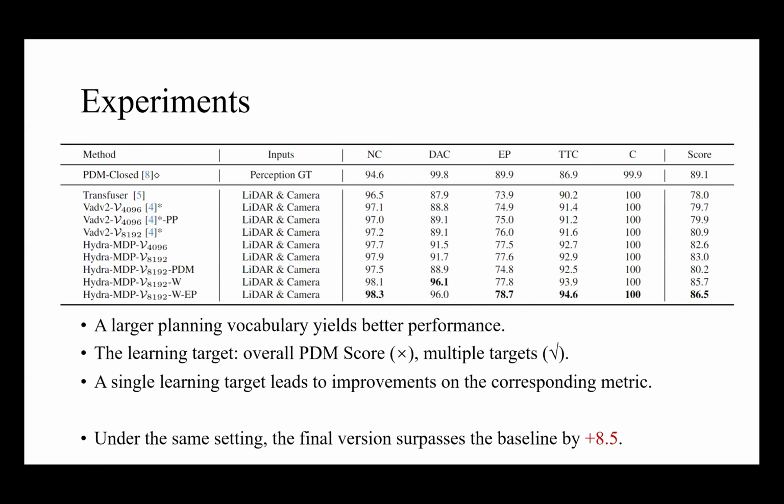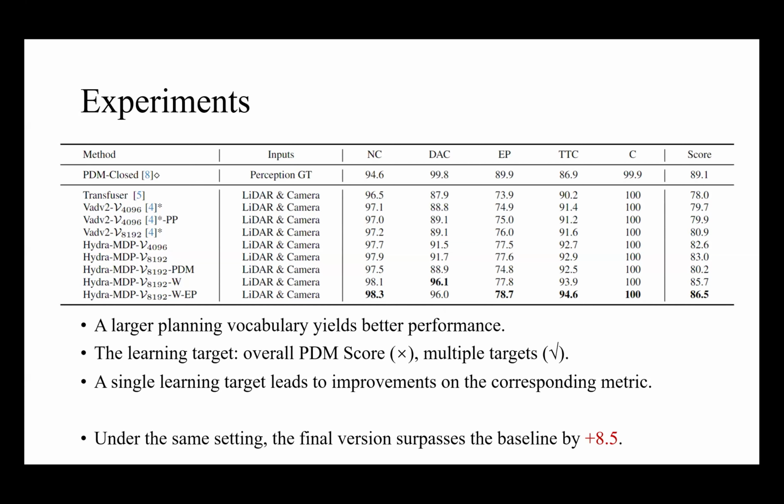And here are some experiments. We find three things that we think are very important. The first thing is that if we employ a larger planning vocabulary, the method can yield better performance. It's basically because if you have a larger vocabulary, then you have more candidates for the model to choose from.